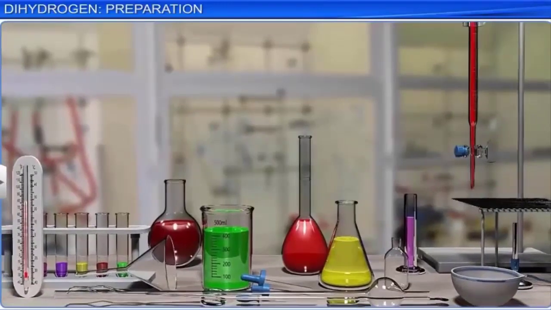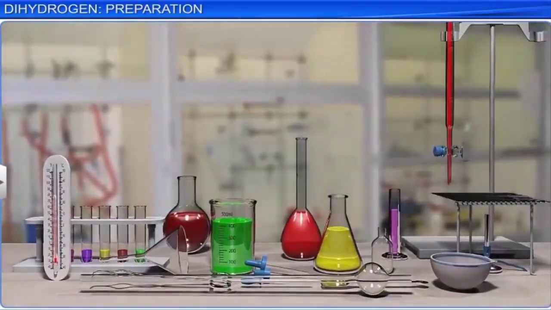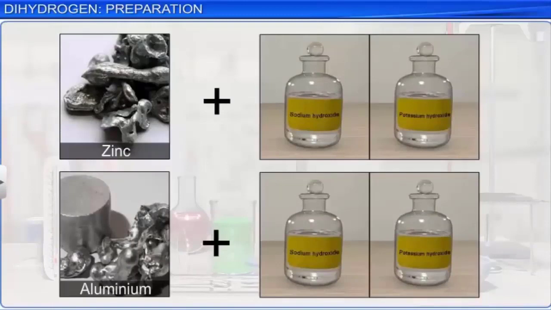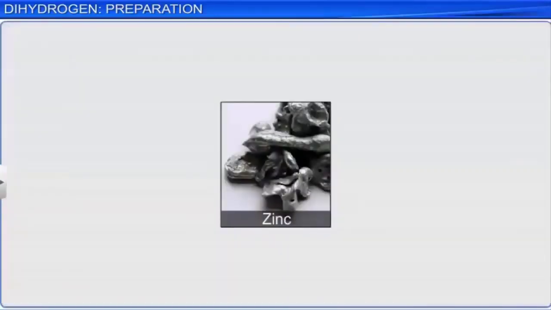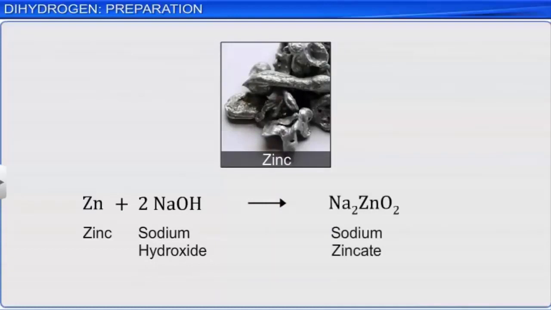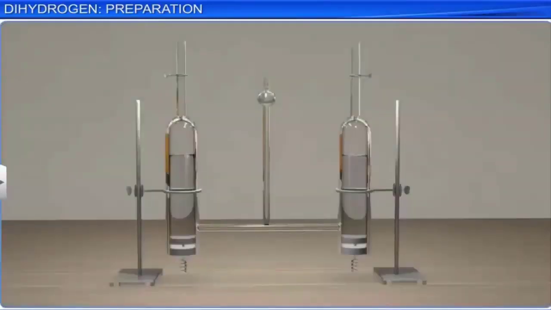Another common method of preparing hydrogen in the laboratory is by the action of metals like zinc and aluminium on strong alkalis like sodium hydroxide and potassium hydroxide. For example, zinc reacts with sodium hydroxide to give sodium zincate and hydrogen. Commercially, hydrogen is prepared by the electrolysis of water using platinum electrodes.